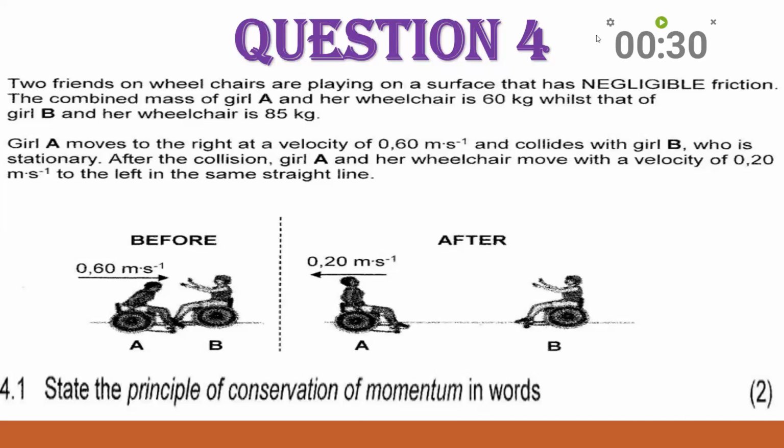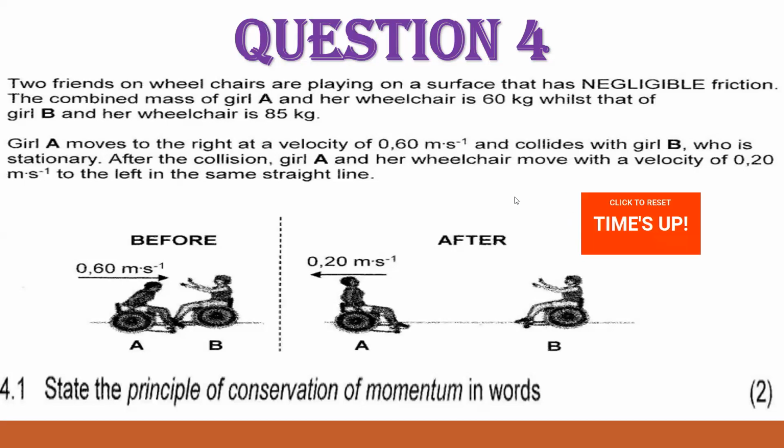And let's answer our first question. 4.1, conservation of momentum in words. Please try. Write on your exam pad, please. Write down your answer, and on the next slide, we'll check your answer together. Please take your time if you need more. Conservation of momentum, what's that? Please write it down. I think 30 seconds is more than enough for this question.